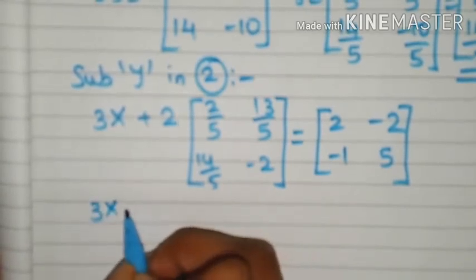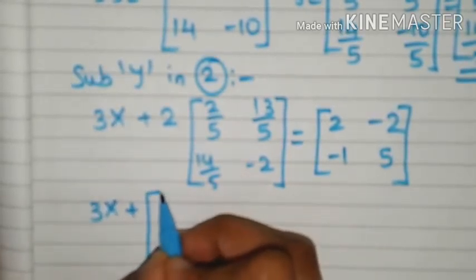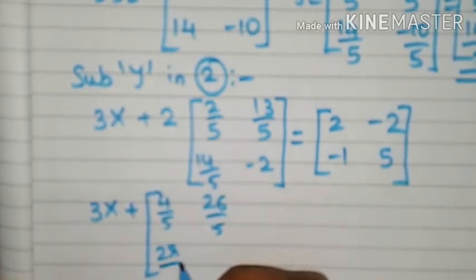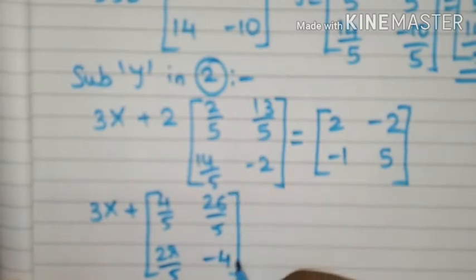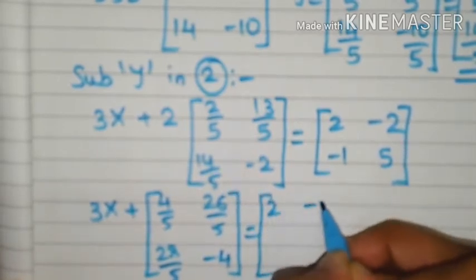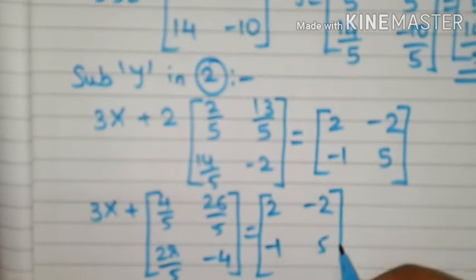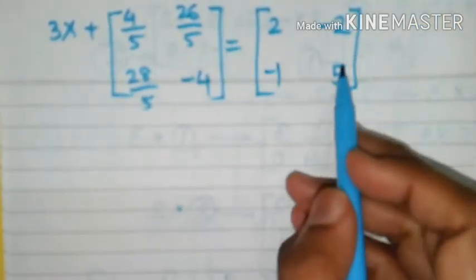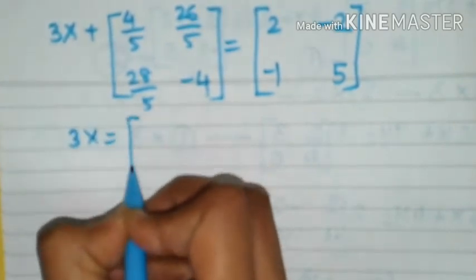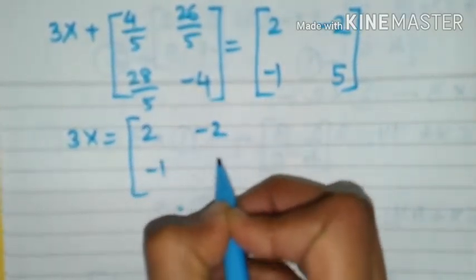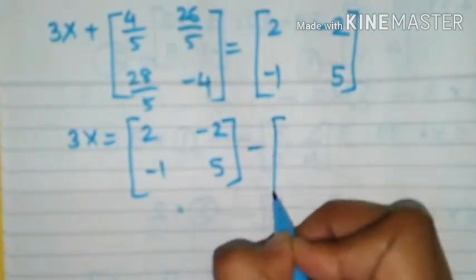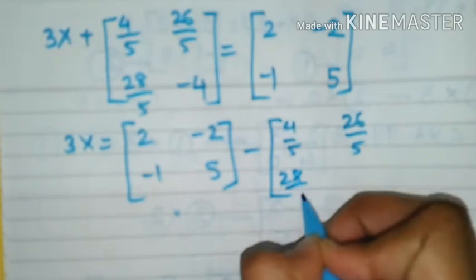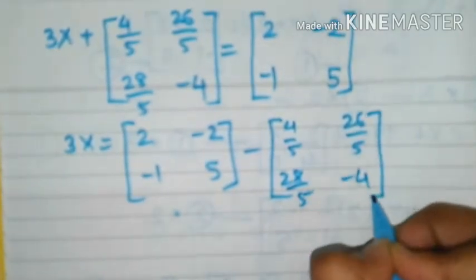So 3x plus, I'll get 4 upon 5, 26 upon 5, 28 upon 5 and minus 4, that is equal to 2, minus 2, minus 1 and 5. So now what we do is I'll bring this matrix on the other side. So I'll get 3x is equal to 2, minus 2, minus 1, 5 minus this matrix 4 by 5, 26 by 5, 28 by 5 and minus 4.